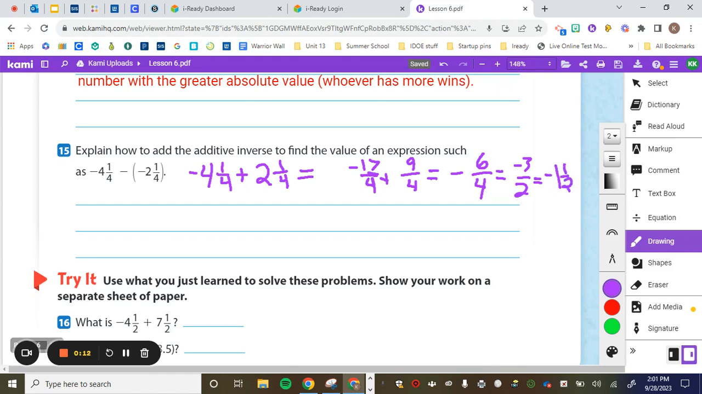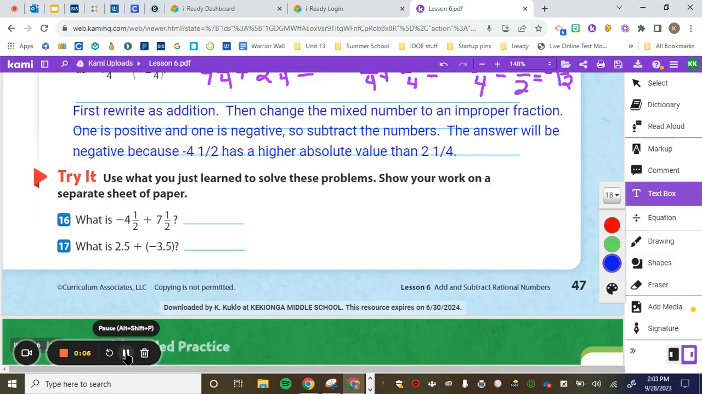Now we need to explain those steps. Now try questions 16 and 17 and check it with the video.